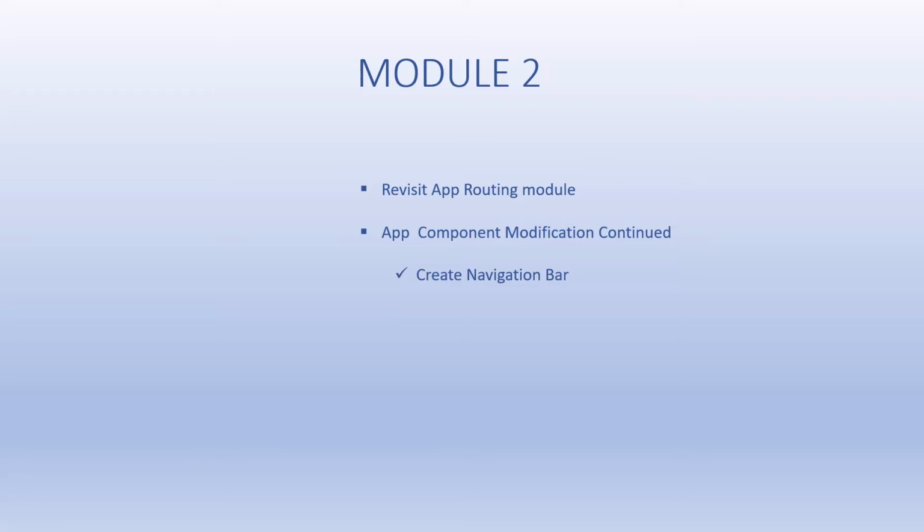Let's look at what we're going to cover in our session today. We're going to start by revisiting the app routing module, and that's where we left off in the last session. We'll then proceed to further modify our app component, and that modification will include creating a navigation bar, adding router links. We will also learn about an important Angular concept called event binding, important Angular directives like the Router Link Directive, the Router Link Active Directive, the Router-Outlet Directive, as well as the ngIf directive.